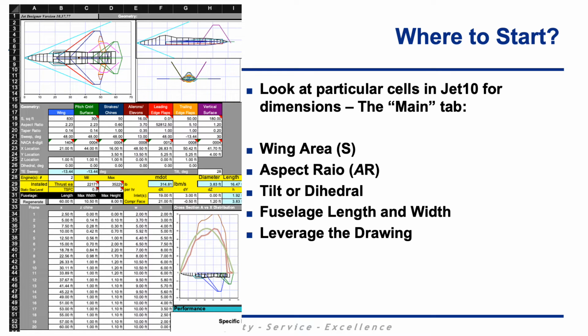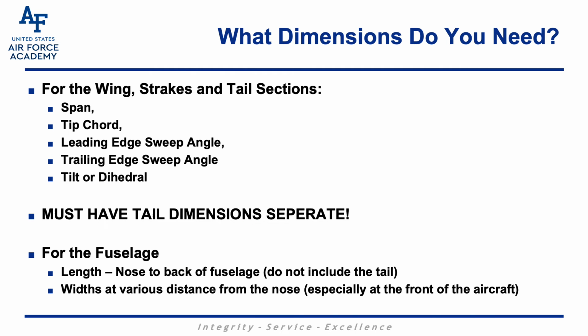Now, it's not going to be as important when you get to the wing section, because once you have the wing span, that will include the fuselage, but up near the nose and the very tail, you'll certainly need some sort of width to convert down to. So for the wing strakes and tail sections, you'll need a span, tip chord, leading and trailing edge sweeps, and/or tilt or dihedral. You'll need to have the separate dimensions for the tail, because you have to cut that and mount it separately. Finally, for the fuselage, you need the length from nose to back. And of course, as I mentioned earlier, the various widths, especially at the nose where the wing sections aren't present.